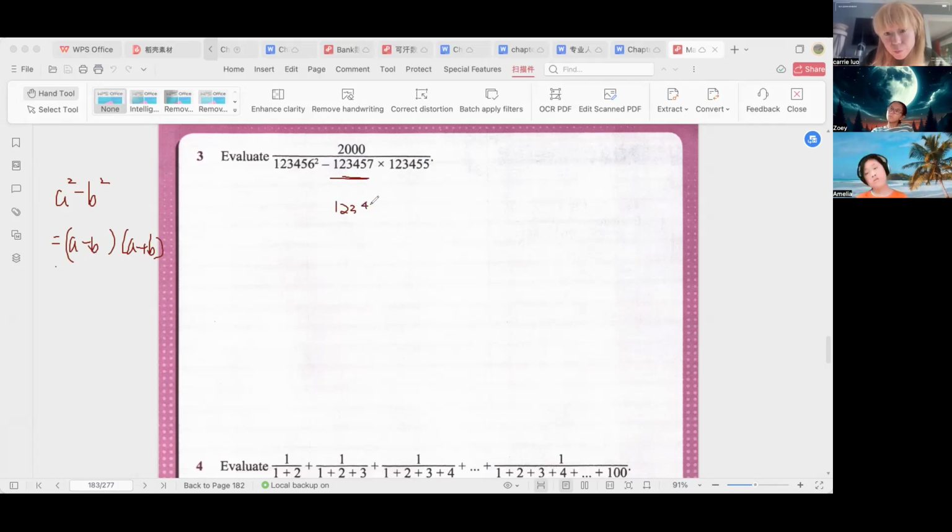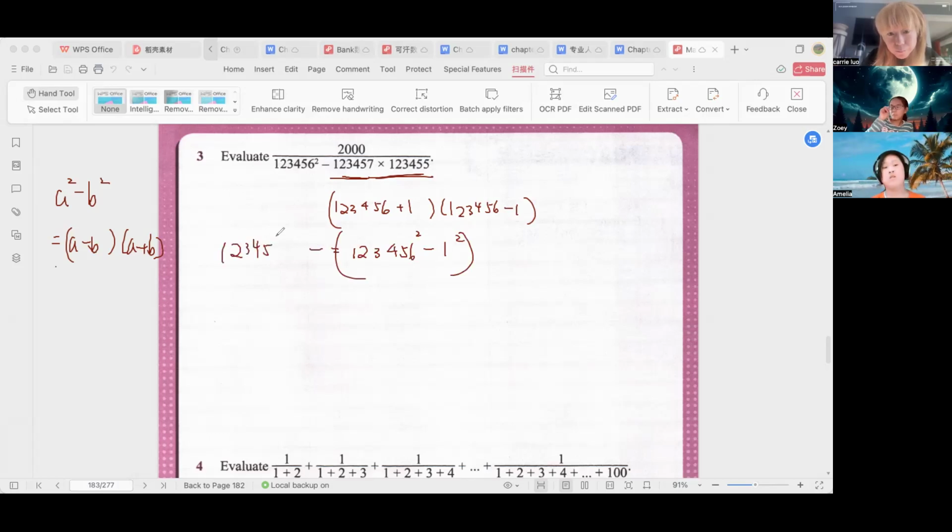It's 1, 2, 3, 4, 5, 6 plus 1 times 1, 2, 3, 4, 5, 6 minus 1. Did you notice that? Okay, so this part can be rewritten as 1, 2, 3, 4, 5, 6 squared minus 1 squared. So the bottom equals 1, 2, 3, 4, 5, 6 squared minus 1, 2, 3, 4, 5, 6 squared plus 1. So the answer is 2,000 over 1 equals 2,000. Get it?